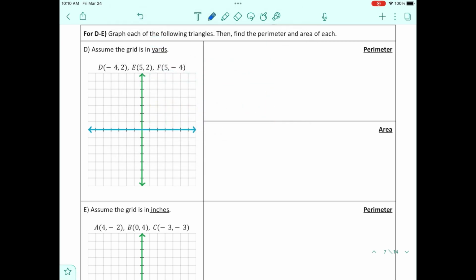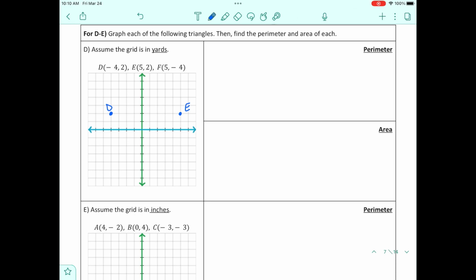So B is located at -4, 2. So I need to go left 4, up 2. I am going to label that with letters just to keep it organized and so that I know exactly what I would be looking at as the grader of this problem. E is at 5, 2. So I need to go right 5, up 2.